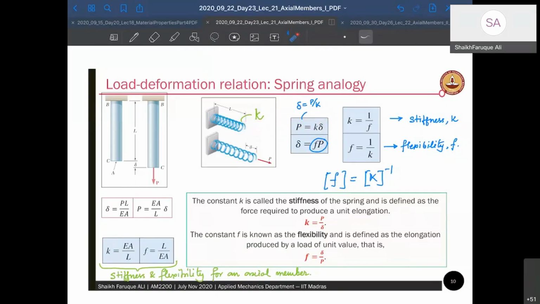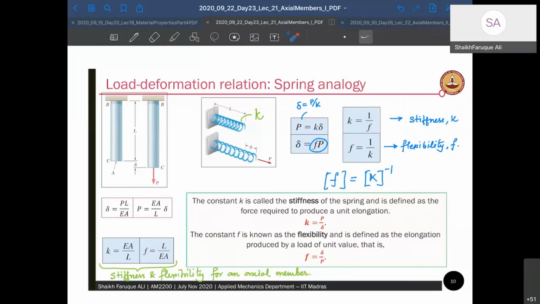Okay, so the stiffness for an axial member is written as EA by L. Flexibility is the opposite of stiffness, it is the inverse of stiffness, used when you have been given load and you have to find deflection. So deflection is equal to force into flexibility of the material, which comes out to be L by AE for an axial member. So when we ask what is the stiffness for an axial member, you have to write that it is force per unit deformation, and that is given as EA by L.